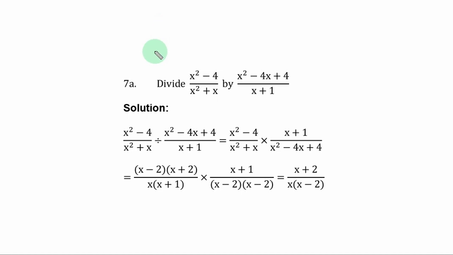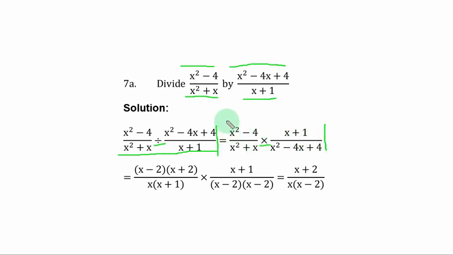Question 7a, divide s squared minus 4 over s squared plus s by s squared minus 4s plus 4 over s plus 1. This is the meaning of that question. We need to change the division sign to multiplication. As that is going on, you invert this fraction to this form.